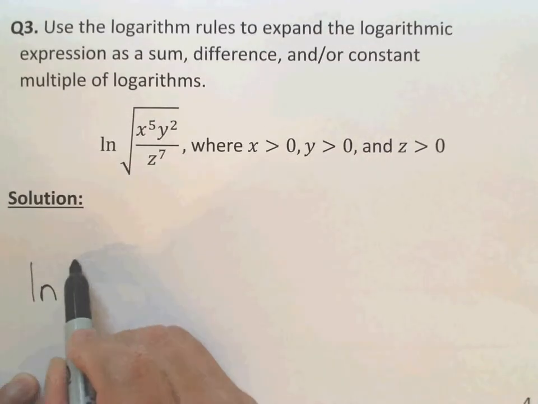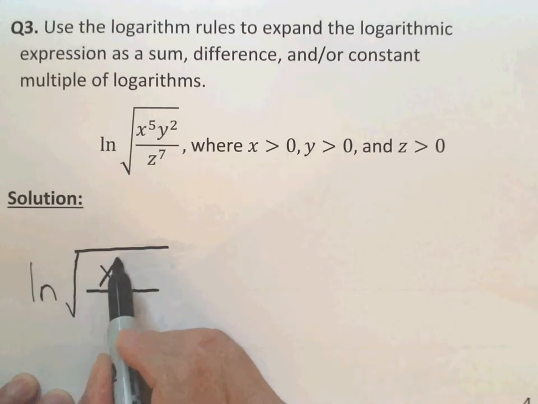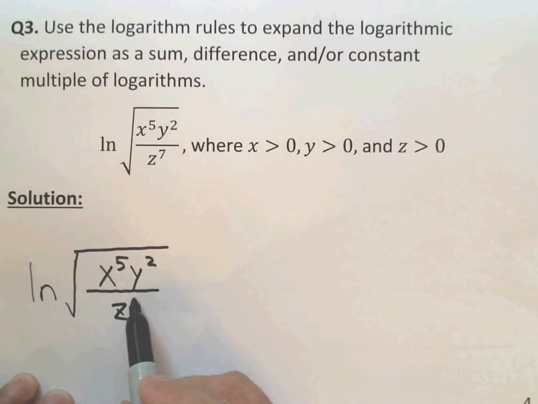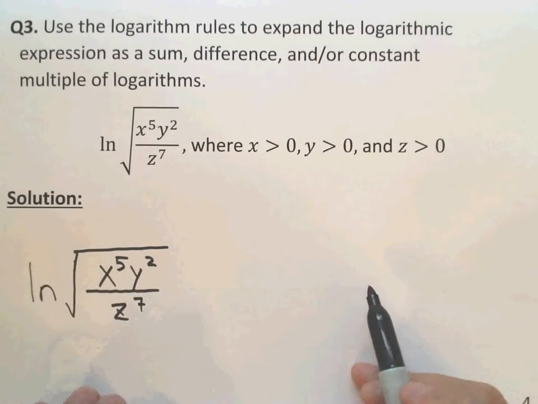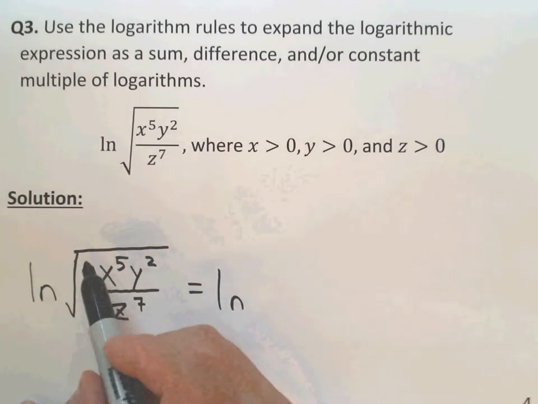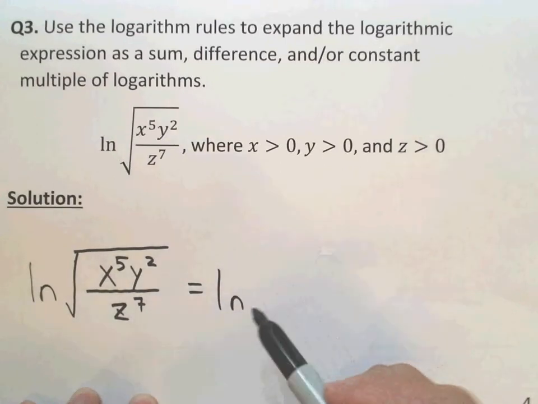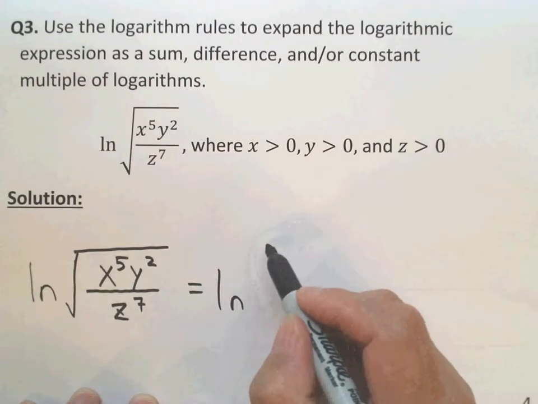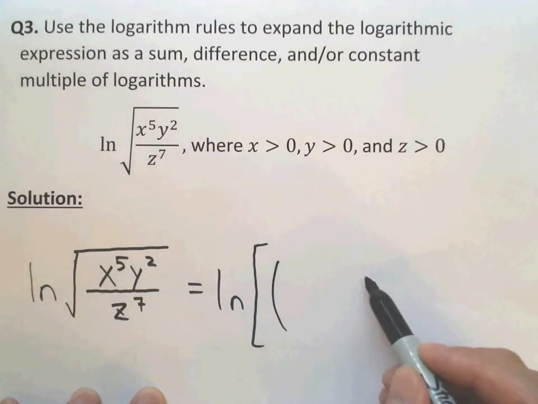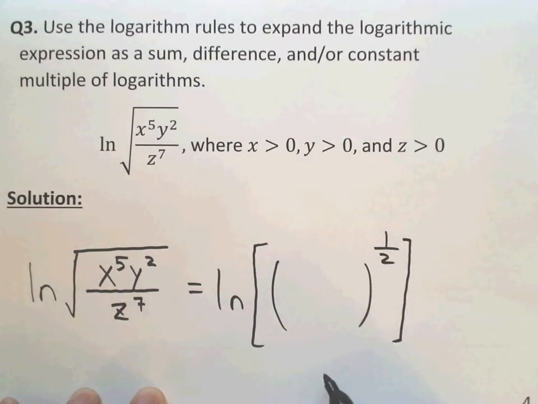This is ln, the original. Okay, this is a big one. This is x to the 5th power, y to the 2nd power, z to the 7th power. Okay, so we're going to get what? We're going to get the square root out, which means a power of 1/2. So how to write? I have to get this big one, and the middle one raised to the 1/2 power.